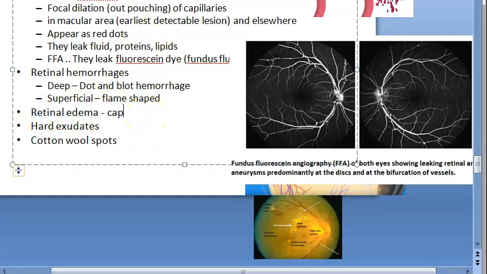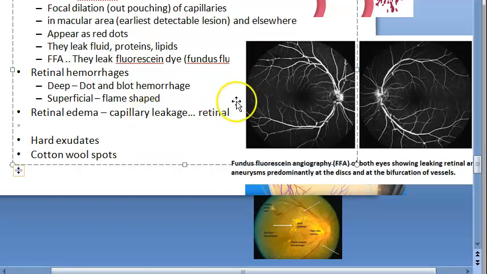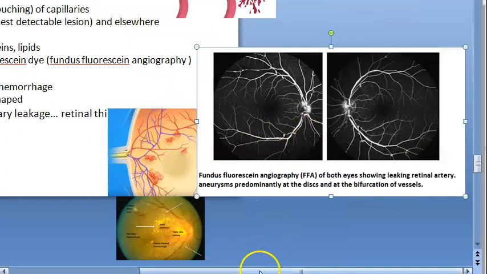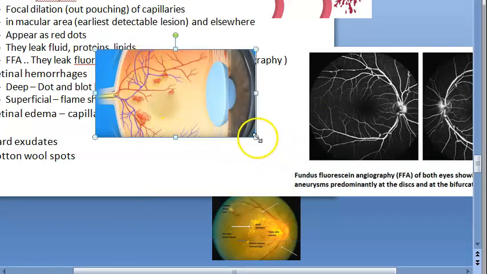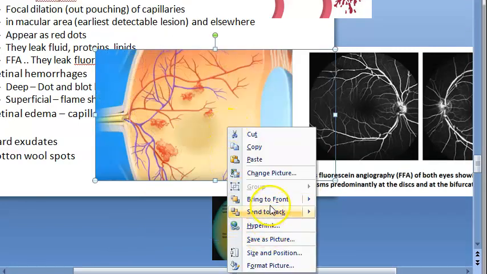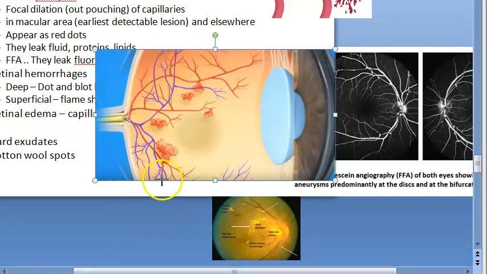So there will be capillary leakage, and what will this lead to? Retinal thickening, right? Retinal thickening, okay. So basically in this photo, this is a drawn one, you can see hemorrhages, right? We can see hemorrhages. What else can you see?